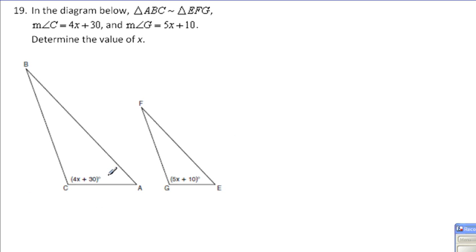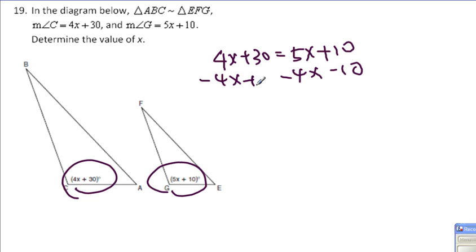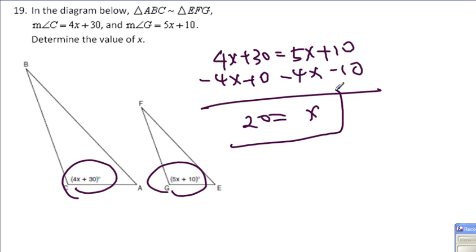Now here we see two similar triangles, then one thing that we get to realize is the angles are the same. So 4x plus 30 must be equal to 5x plus 10. And of course when you subtract 4x and then subtract 10, we end up getting x must be equal to 20.